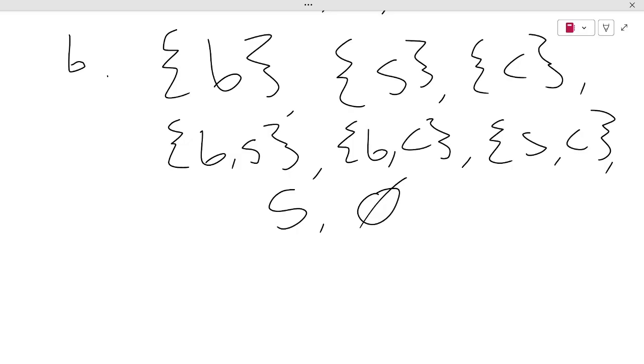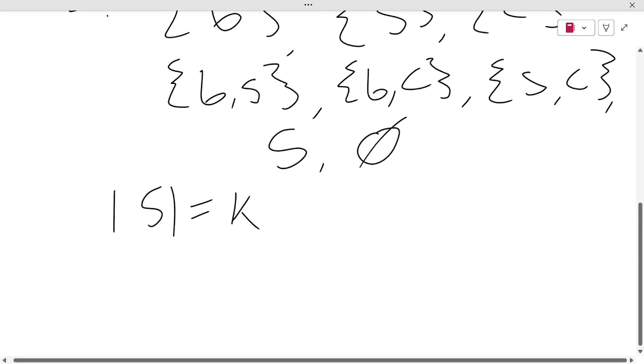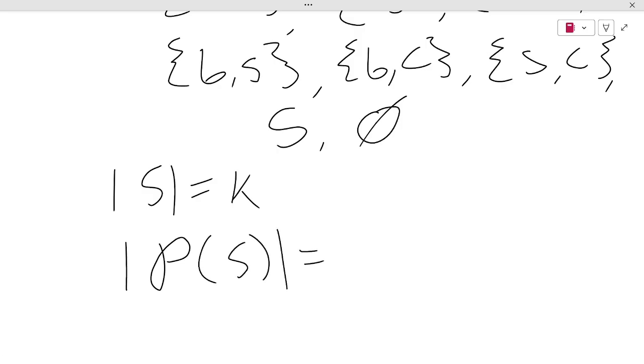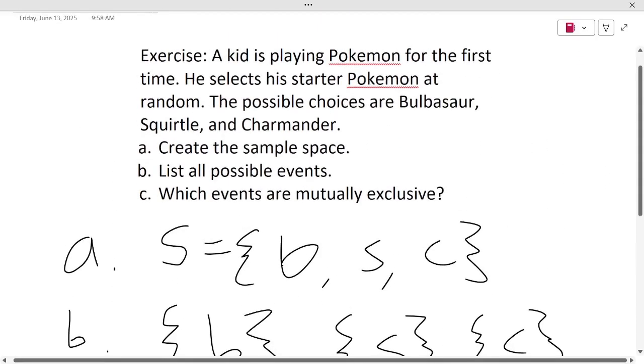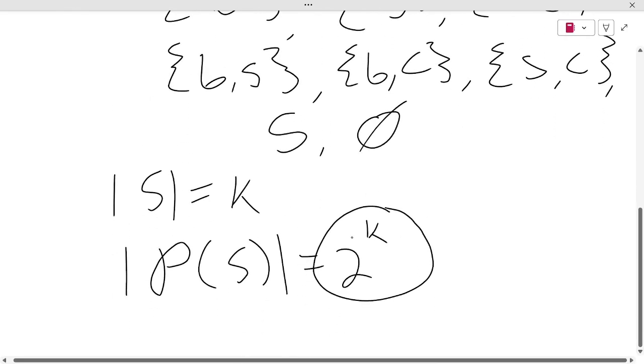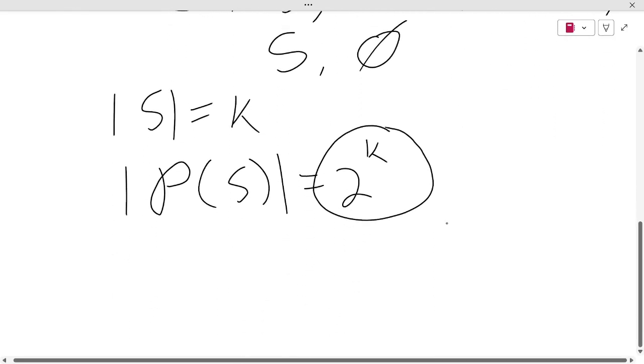An easy way to find the number of subsets, just to make sure you're getting all of it, is, well, if we know that the order of a set is some number k, and then I'm going to use some notation here, is going to be the number of subsets, though. What's important right here is that the number of subsets is 2 to the k, so 2 to the order. And that makes sense, right? What is the order of the sample space? Well, there's three different options. So the number of subsets would be 2 to the third power, in this case, 8.